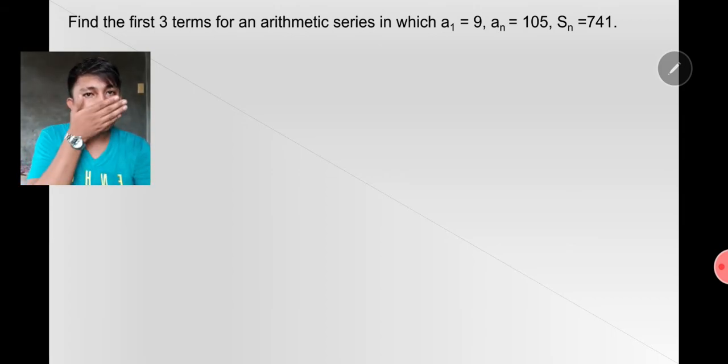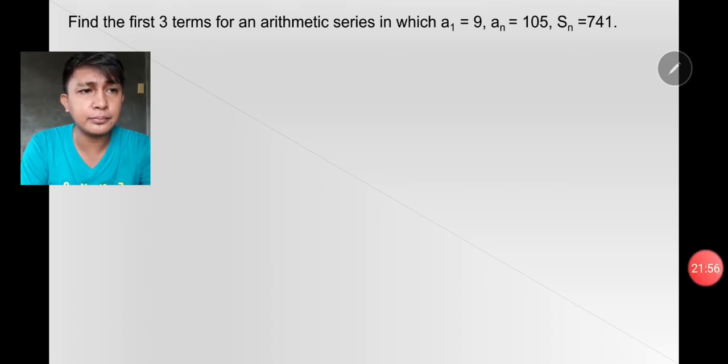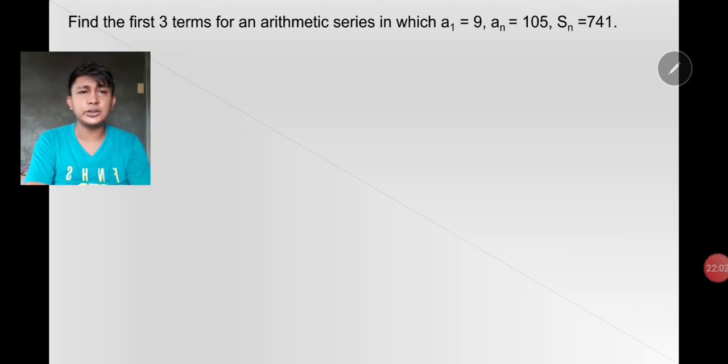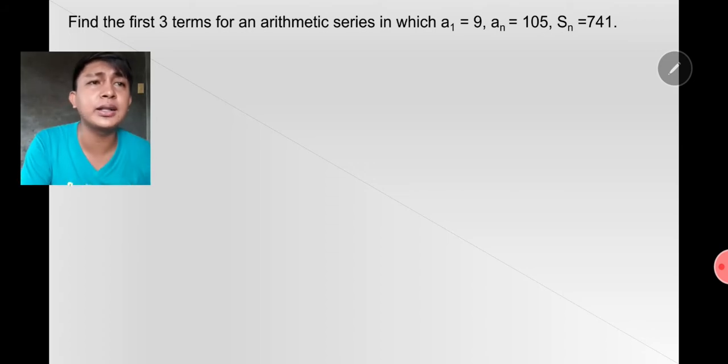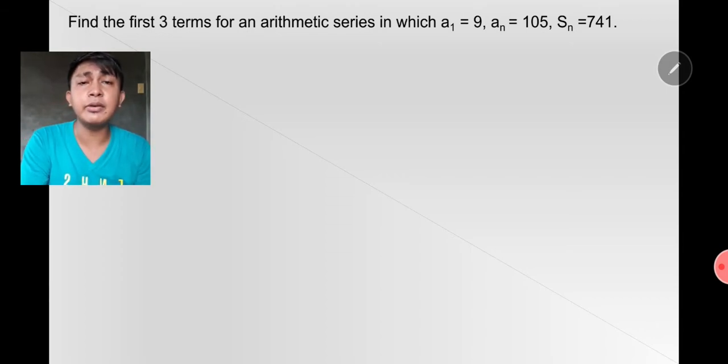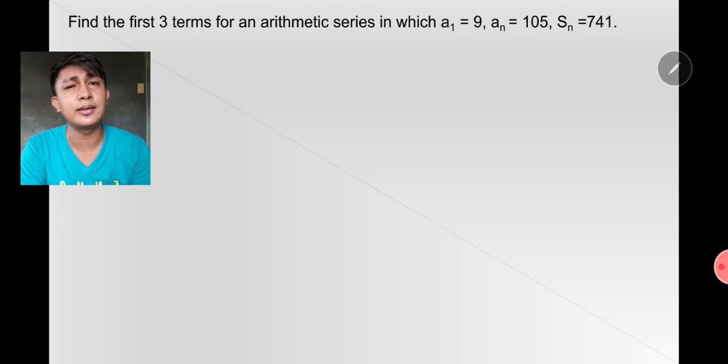So, next problem. Find the first 3 terms of an arithmetic series in which the first term is 9, the last term is 105, and S sub n is equal to 741. First 3 terms of an arithmetic series. So, given na si first term. So, ano pang gagawin natin? Given naman si sum. Ano ang wala? Wala si D at saka si N. Paano natin masasagutan si D at wala din si N? Okay?